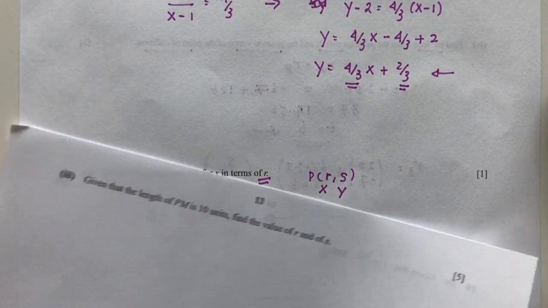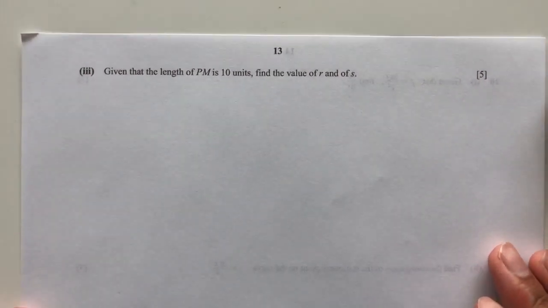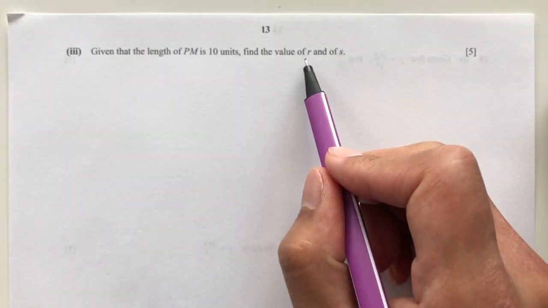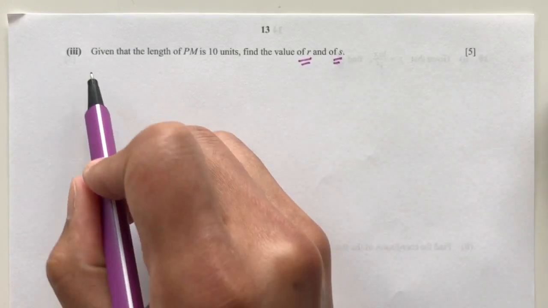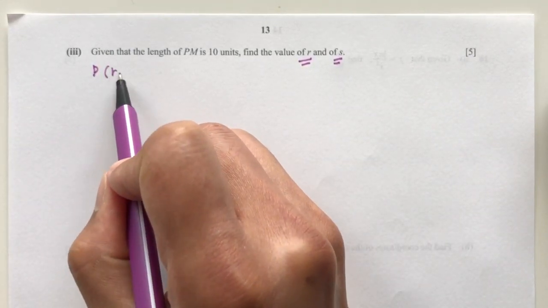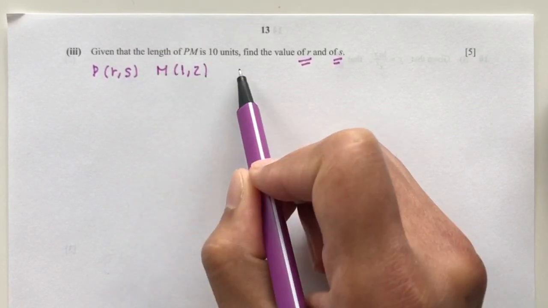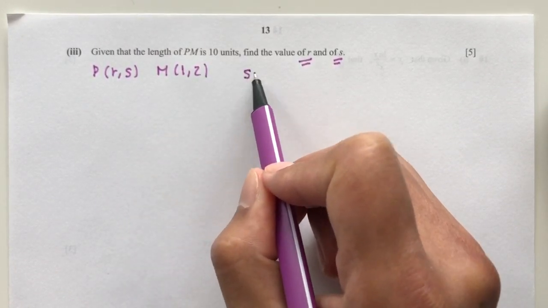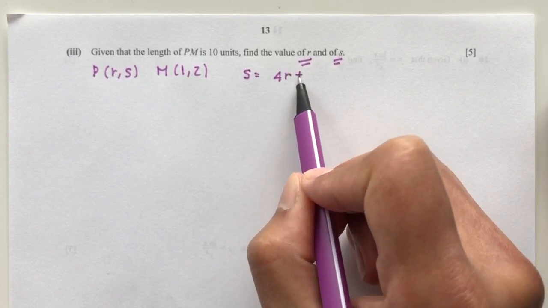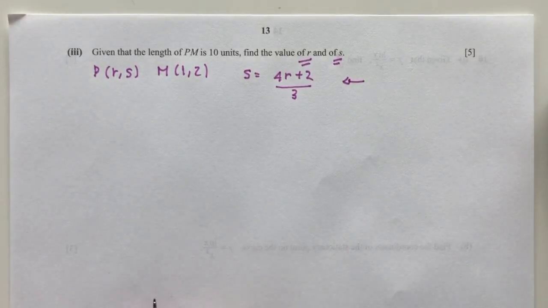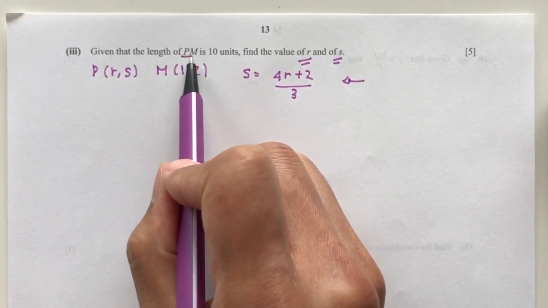Now let's move on to part 3. It says given that the line PM is 10 units, find the value of r and s. So we know the point P is given by (r, s). The point M is given by (1, 2). And we know that s is equal to (4r plus 2) over 3, from part 2. That is the expression we know. Now, how do you find the length of PM?